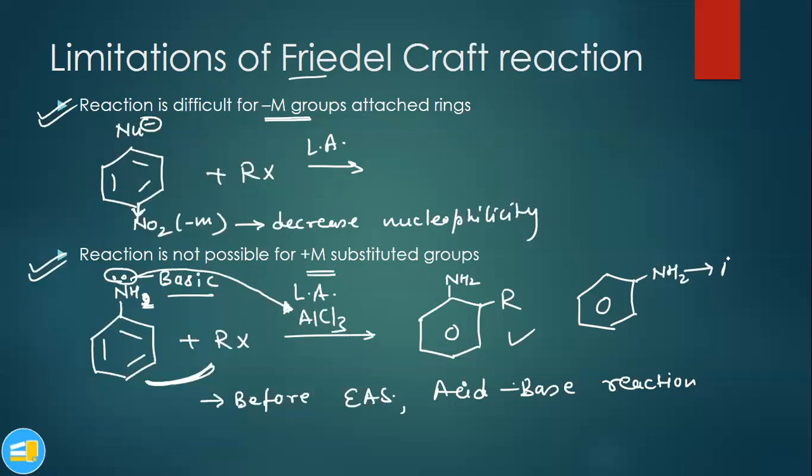NH2 will donate its electron to AlCl3. So this kind of complex will be formed as a result, not this product, right? So this will not be formed. That's why we can say that in the presence of such substituted groups, the reaction is not possible. So this is one another limitation of the reaction.